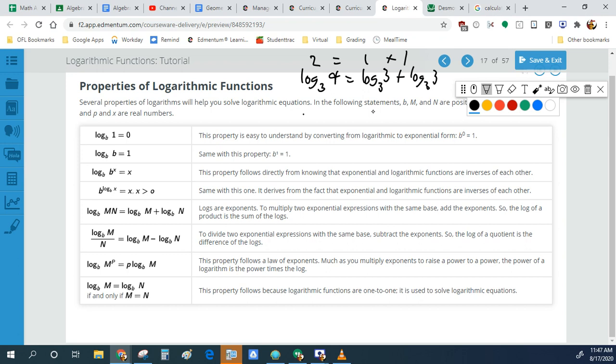Because remember, this is saying 3 to what power gives us 9? In other words, 2. And then 3 to what power gives me 3? And that's 1. Does that make sense?